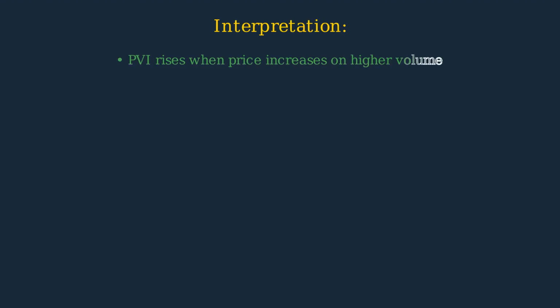Let's understand how to interpret the Positive Volume Index. When higher volume occurs with rising prices, PVI increases, indicating buying pressure from the public. Conversely, when higher volume coincides with falling prices, PVI decreases, suggesting selling pressure.